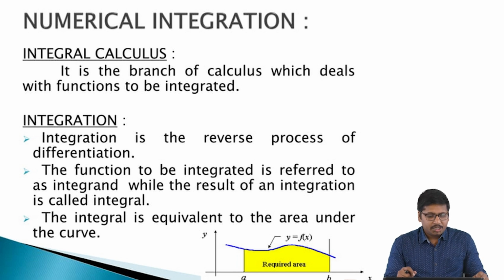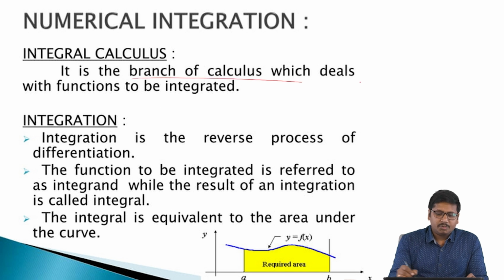So what is numerical integration? It is nothing but a branch of calculus which deals with the function to be integrated. And integration is nothing but the reverse process of differentiation. The function to be integrated is called the integrand, and the result of an integration is called the integral. So the integral is equal to the area under the curve.